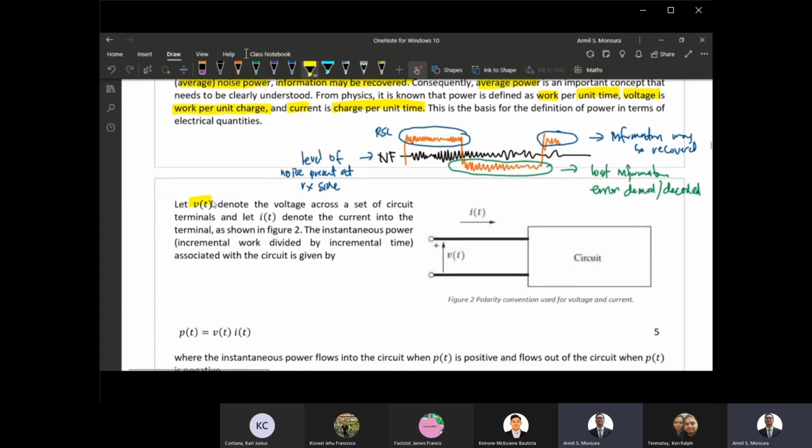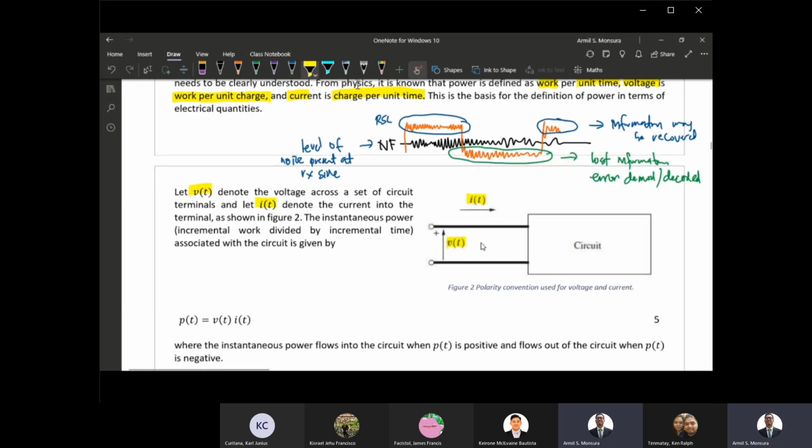Now let v denote the voltage across a set of circuit terminals, and let i denote the current into the terminal. Both v and i are functions of time, meaning they change over time. This is v, the voltage across your circuit, and this is i, the current flowing into the circuit. When you say instantaneous power, it's the power delivered by the circuit at a particular instant of time. So that's instantaneous power.